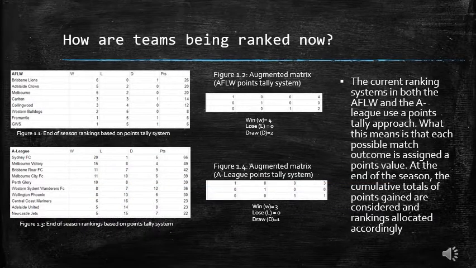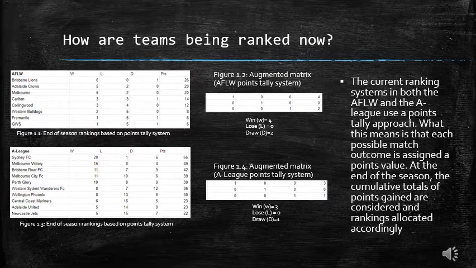To best understand the impact of different ranking approaches on the produced rankings, it's important to first consider the current method being used. At present, both the AFLW and the A-League use a points tally approach that allocates a value to wins, losses and draws. At the conclusion of every season, these point values are added together and the teams are ordered from highest score to lowest score to generate rankings.